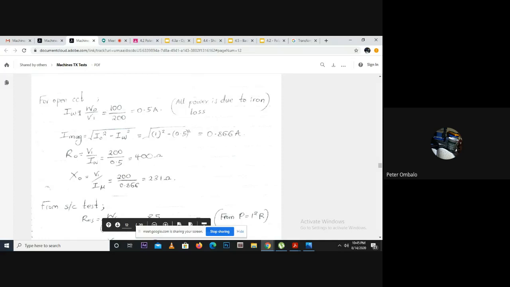So the procedure is the same. For open circuit, we first obtain the iron component of the current. The power is equal to VI, so I is equal to power over V. Once we have the iron component, from this formula we can get the magnetizing component, and then we can get R naught. R naught: V is equal to IR, the old Ohm's law. So we can get that, and we can get X naught as well.